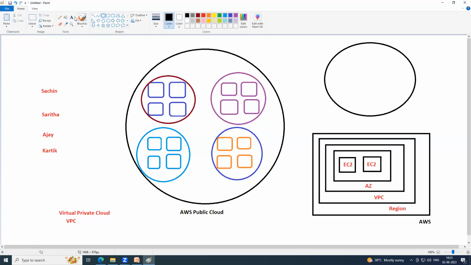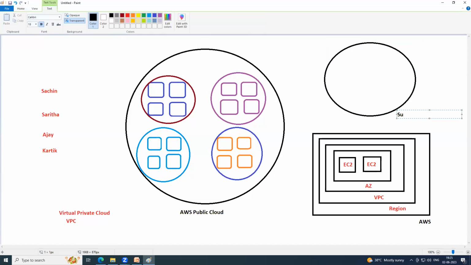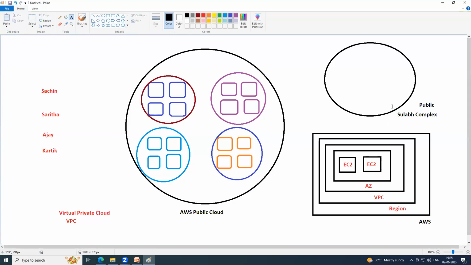So consider this is a Sulabh complex, or your washroom. So your washroom is public or private? Your washroom is public. But when you go inside the washroom, you have the compartments. You have your own compartments, correct? Yes or no?